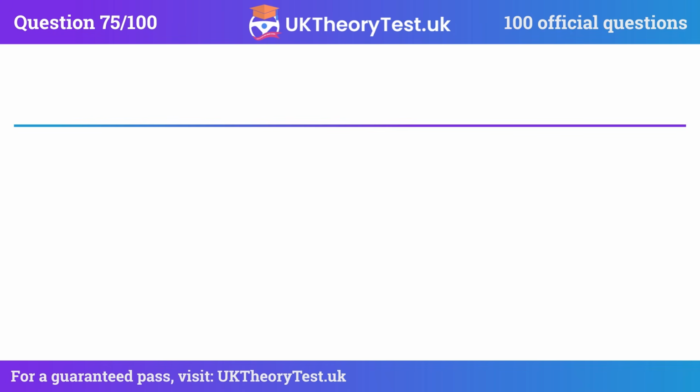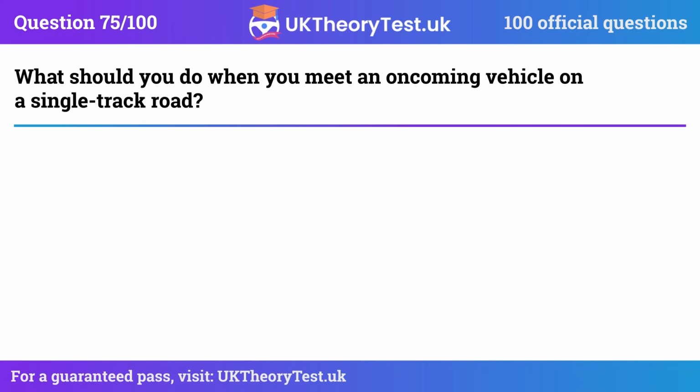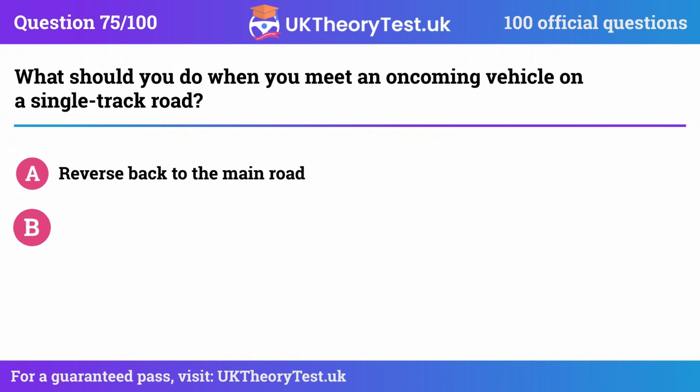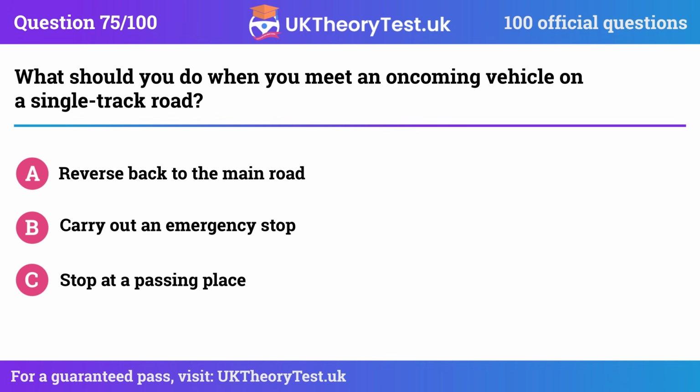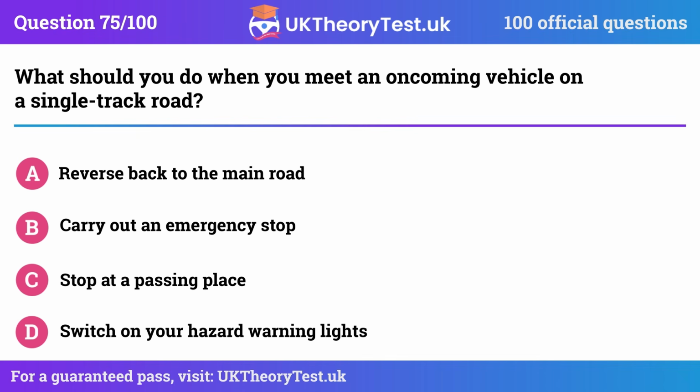Question 75. What should you do when you meet an oncoming vehicle on a single-track road? A. Reverse back to the main road. B. Carry out an emergency stop. C. Stop at a passing place. D. Switch on your hazard warning lights.